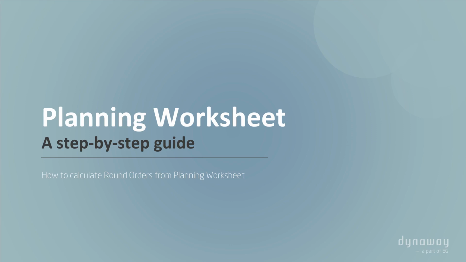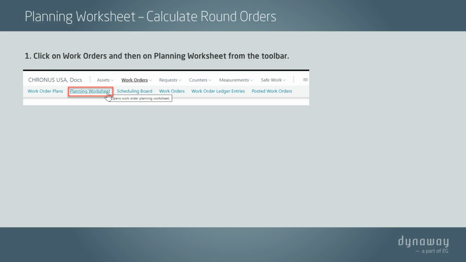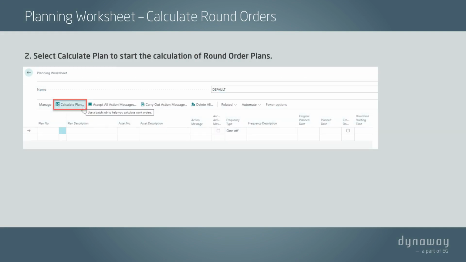This is a Dynaway step-by-step guide on how to calculate round orders from Planning Worksheet. Click on Work Orders and then on Planning Worksheet from the toolbar. Select Calculate Plan to start the calculation of round order plans.